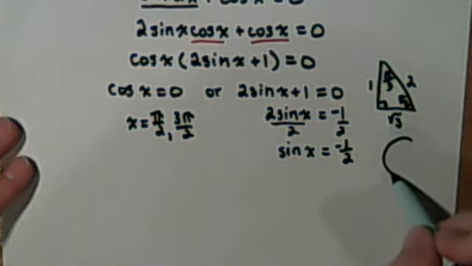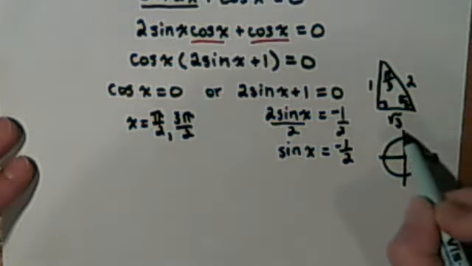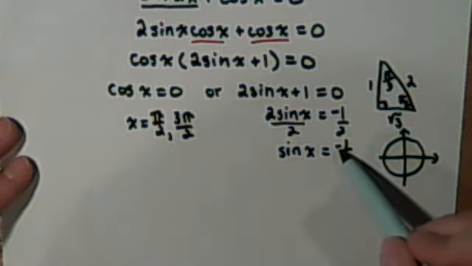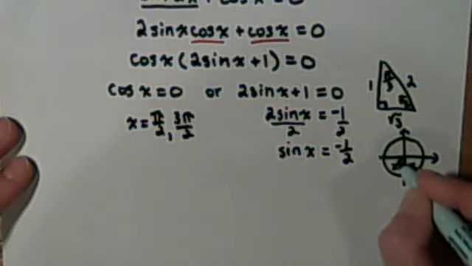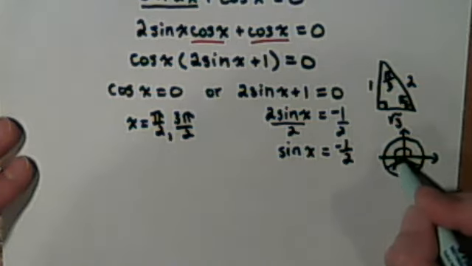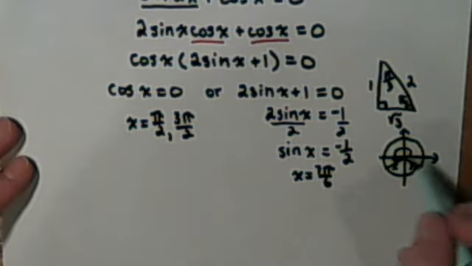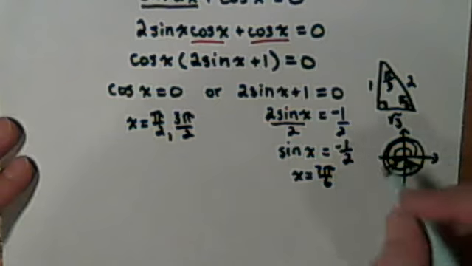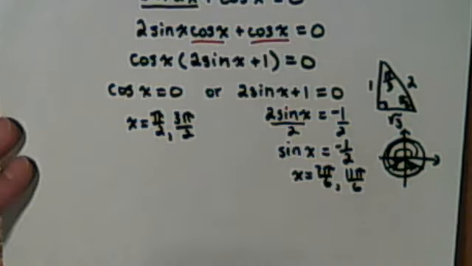Now, in which quadrants am I going to be in? So now I want to think about my unit circle. Sine is going to be negative in the third and the fourth quadrants. So if I think about my reference angles of pi over 6 in those two quadrants, this first one is going to be x equals 7 pi over 6. And the second one here is going to be 11 pi over 6. Now those would be my solutions in the unit circle, 0 to 2 pi.